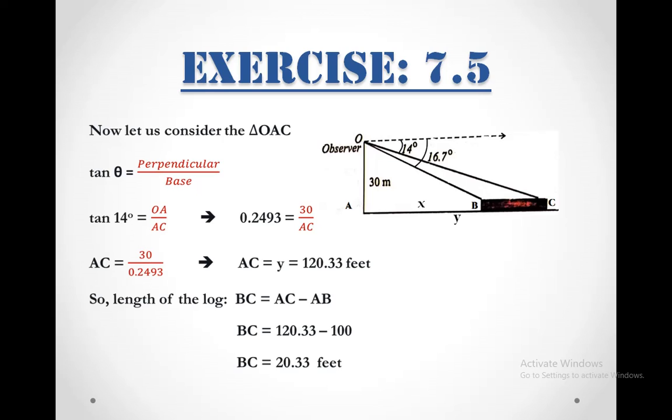As we have to calculate the length of the log, according to the diagram, it is represented as BC. So it is the total distance AC minus AB, that is equal to BC. Utilizing the values we calculated, we have 120.33 minus 100. Very simple, it becomes 20.33 feet.